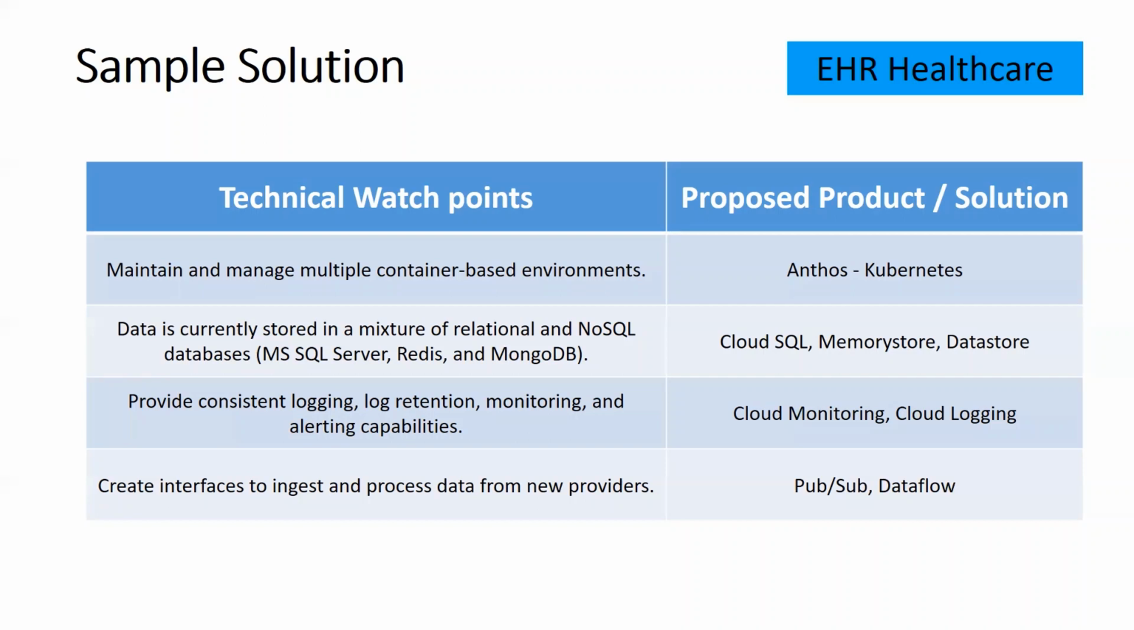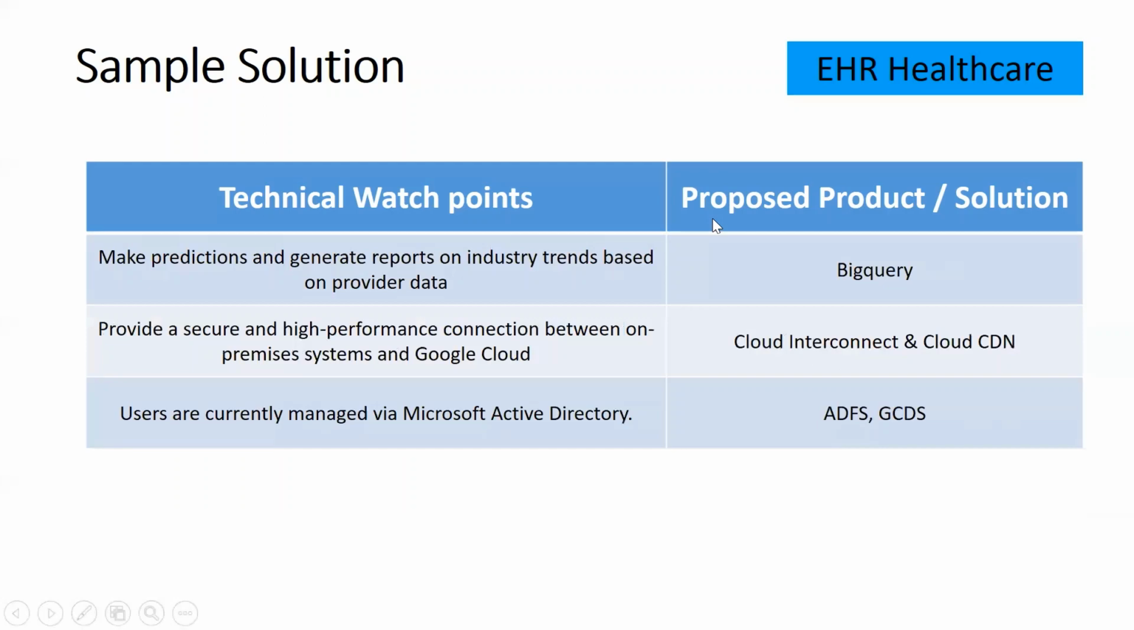Next requirement is to ingest data and process it. For data ingestion, we can use Pub/Sub. It is highly scalable, asynchronous, and data ingestion can be done real time. Dataflow can be used for both stream and batch-based processing. For generating industry trends and analytics, we have an easy choice, BigQuery. It is a serverless data warehouse where we can analyze petabytes of data. After data is processed by Dataflow, it will be stored in BigQuery.